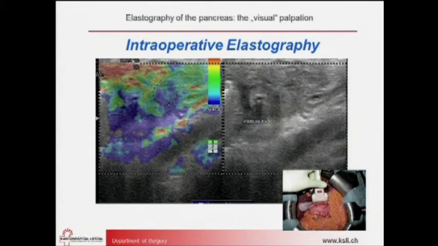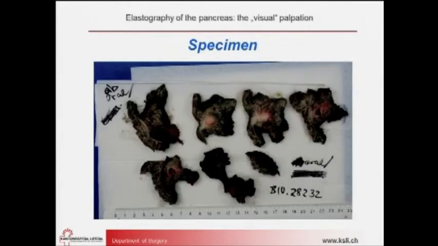So we had to suppose that there is the tumor, and so we performed a Whipple with preserving the pylorus. The pathologist showed us afterwards that we were right, that the patient had a periampullary adenocarcinoma with a maximum diameter of 13 millimeters.